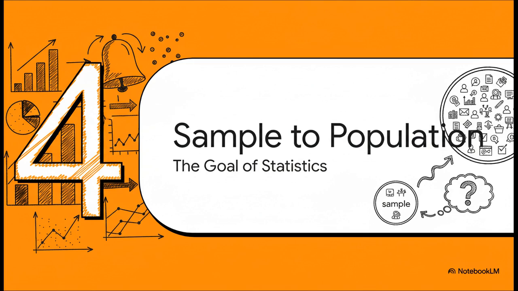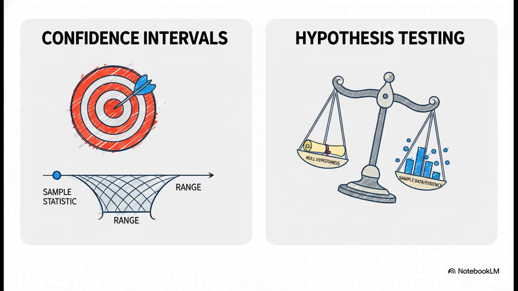This is called statistical inference. We basically do this in two main ways. If your goal is to estimate something, like what's the average amount of time UNISA students study, you use a confidence interval. You create a range and say, I'm 95% confident the true average is somewhere in here. But if your goal is to test a claim, like a company says, our new phone battery lasts 24 hours, you use a hypothesis test to see if the evidence actually backs that up.